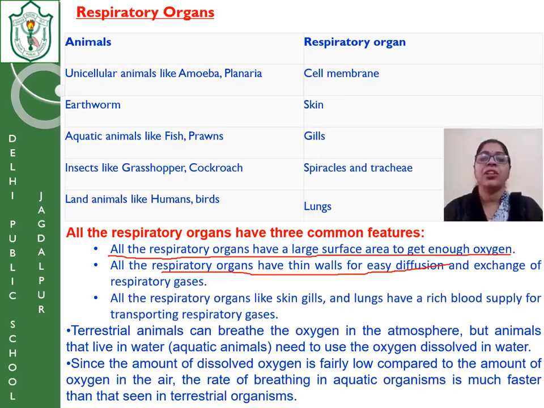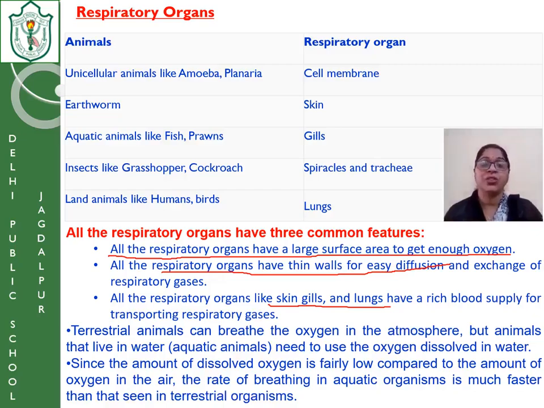And the exchange of respiratory gases. So first, the organs have a large surface area to get enough oxygen. Second, the organs have thin walls for easy diffusion and exchange. Third point, all respiratory organs like skin, gills and lungs have a rich blood supply, because anyhow the oxygen has to be transported to the cells.